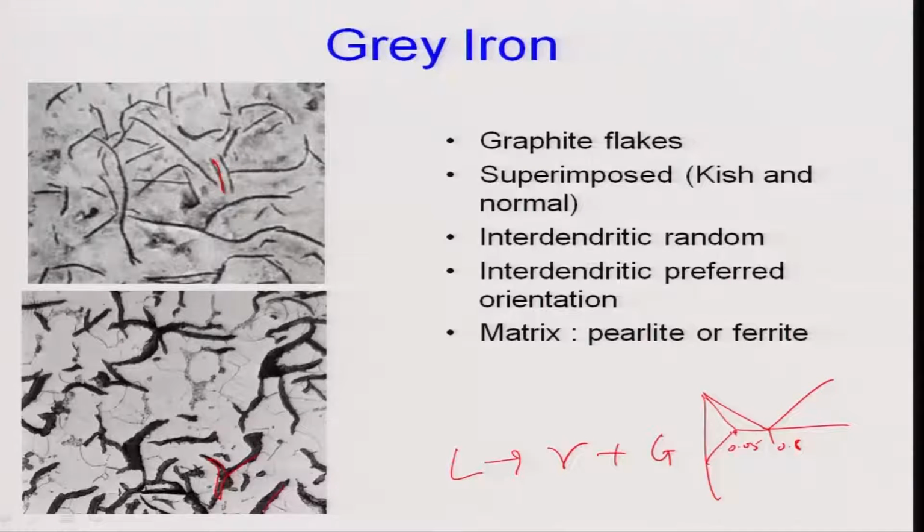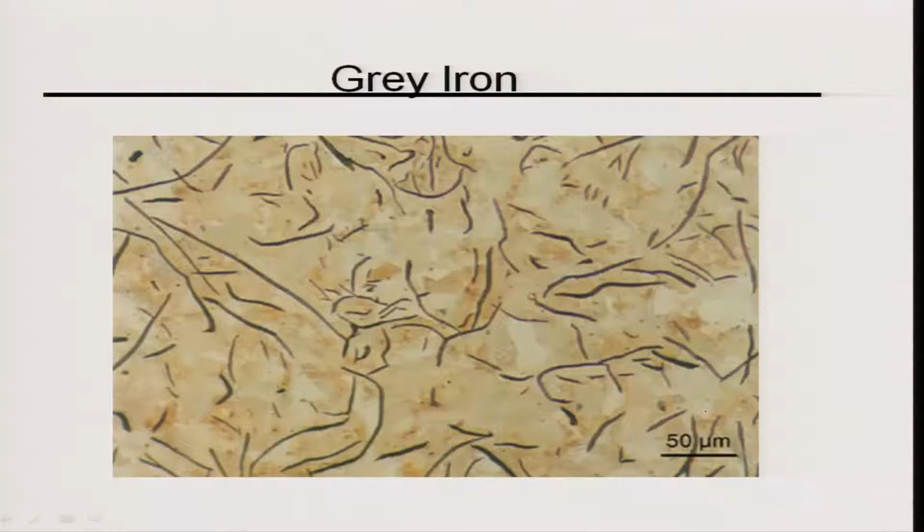So you need more than this amount of carbon. That is what is required, correct? So therefore, you can create either ferritic matrix or pearlitic matrix depending on your requirement. On the other hand, you have flakes, and these flakes of cast iron I have shown you nicely here.